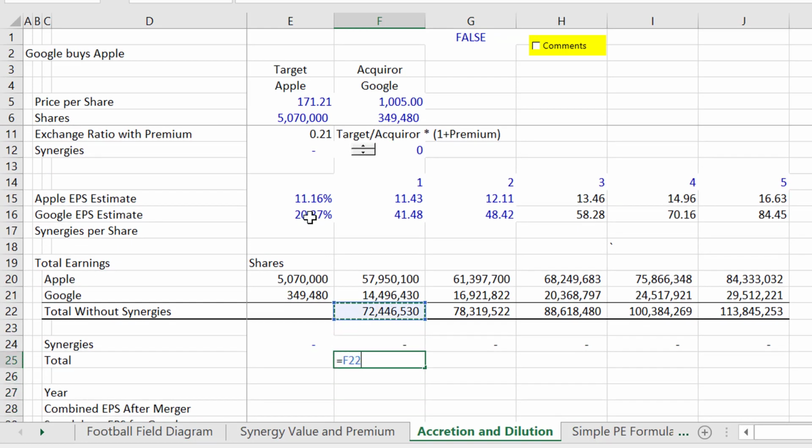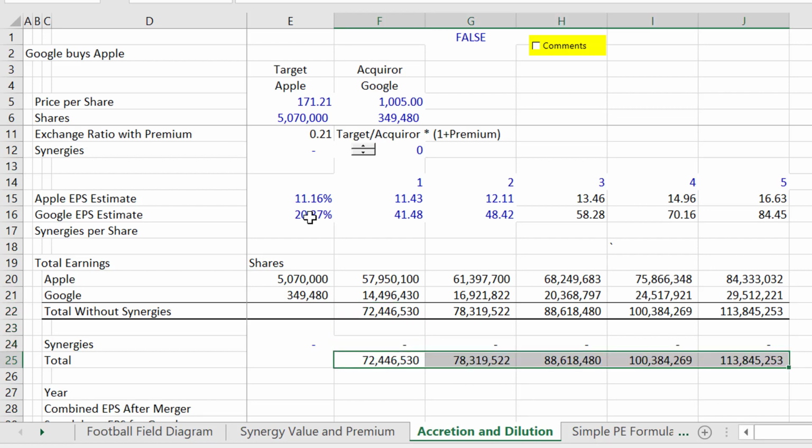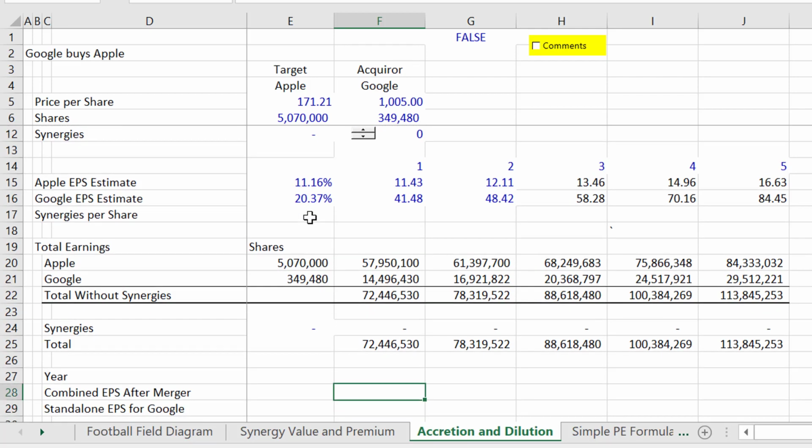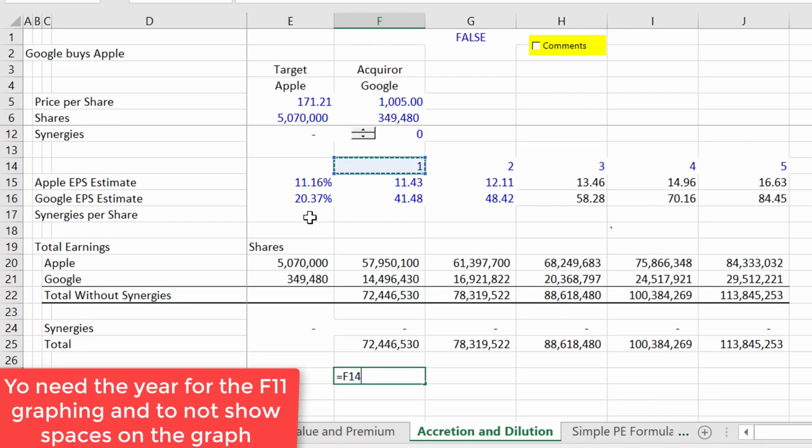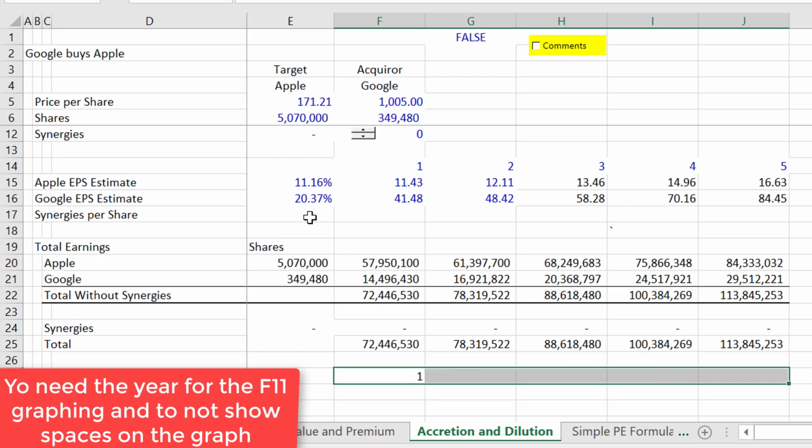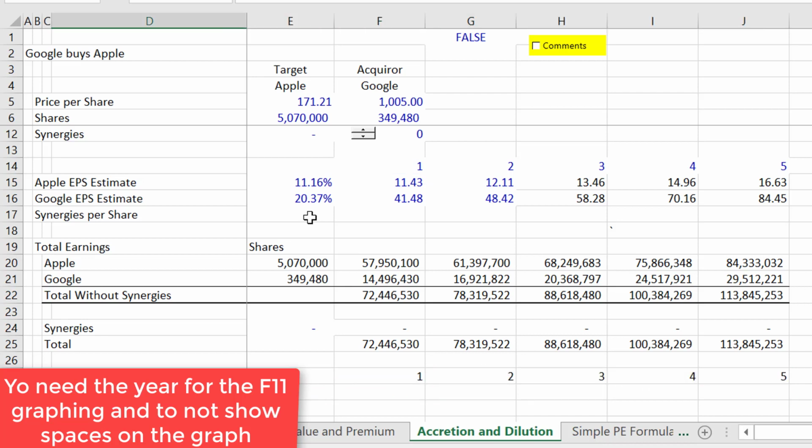So our total, including the synergies, I can just select this one, alternate equal, and then get it to copy, Shift Control R if you want. And now we'll put our year in. And once we put our year in, okay, now we're just about getting there.